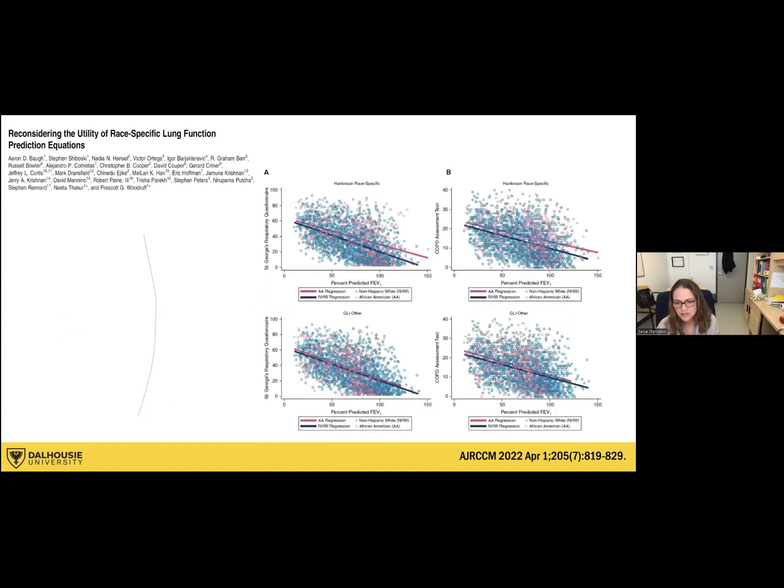So let's look at symptoms. This is Aaron Braun's work looking at the St. George's Respiratory Questionnaire on the top and the COPD assessment score. When we use race-specific equations, for the same level of symptom burden, African Americans have better lung function. On the bottom set of the graphs, when we switch to a race-neutral approach, we see that for the same level of symptom burden, the predicted lung function is much more similar between Black and white individuals. So the race-neutral equations better match to symptoms.